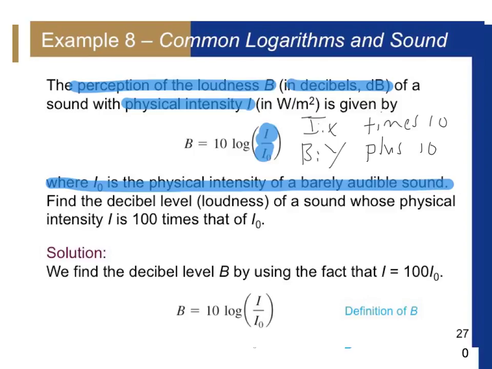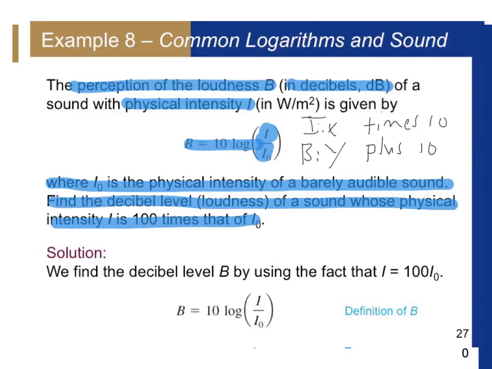All right, so that's how we model our decibel scale. It is 10 times the log of I over I0. Remember, I0 is kind of like our initial sound that we can detect. It's sort of a whisper. So let's find the decibel level, the loudness, of a sound whose physical intensity is 100 times that of I0.